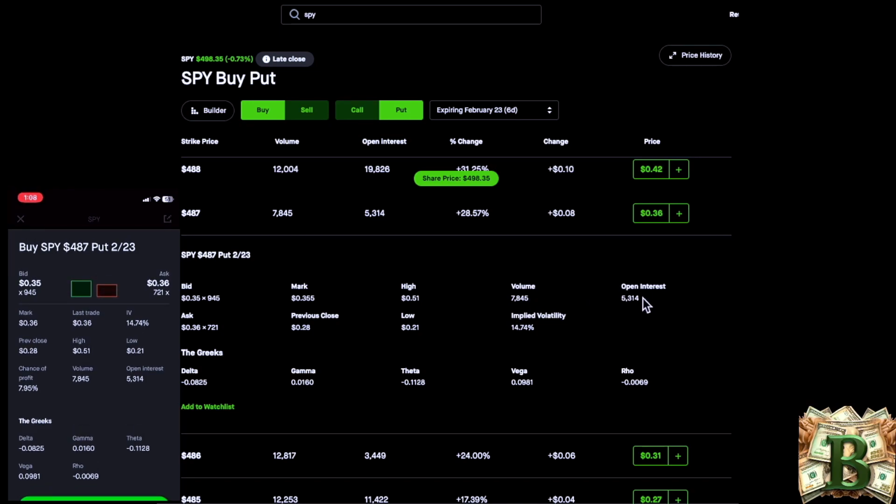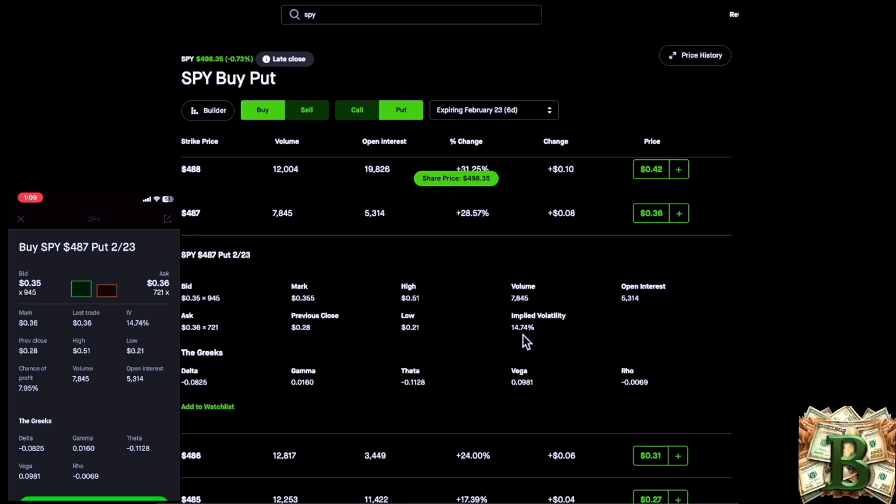The amount of contracts out there in the open market for this specific strike price and this specific expiration, about 5,300 contracts on Friday. They changed hands about almost 8,000 times. The implied volatility is 14.74%. That's very low because SPY is not the most volatile equity or fund to trade. It's somewhat stable. It can be volatile, and it has been pretty volatile.